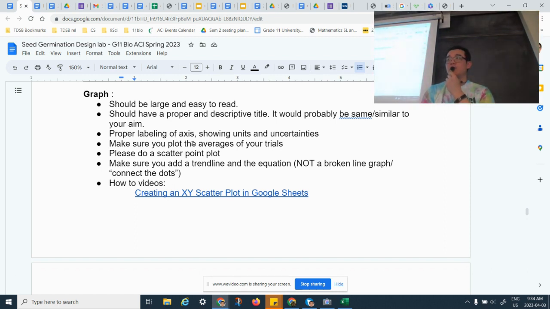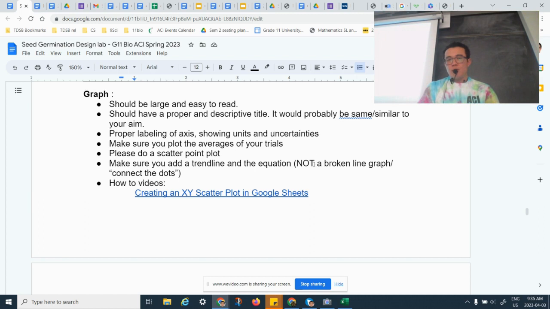Okay? I lost count a number of times. People just plot like, this is my line for all my trial ones. This is my line for all my trial twos. Don't do that. Calculate the average and then plot the averages. Use a scatter point plot and then add a trend line and equation.